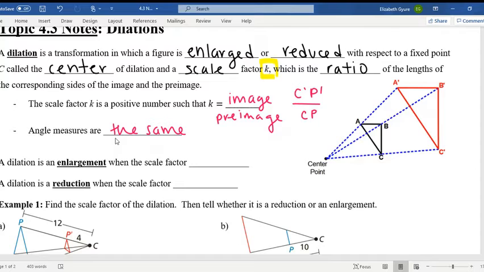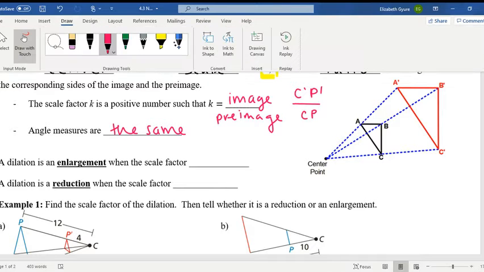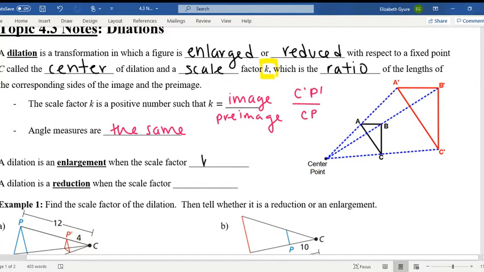A dilation is an enlargement when the scale factor K is greater than 1. So if your scale factor is more than 1, it is an enlargement. So 2, 3, 4, 5, 6, etc. It is a reduction when K is between 0 and 1, so 1/2, 1/3, 2/3, things like that.